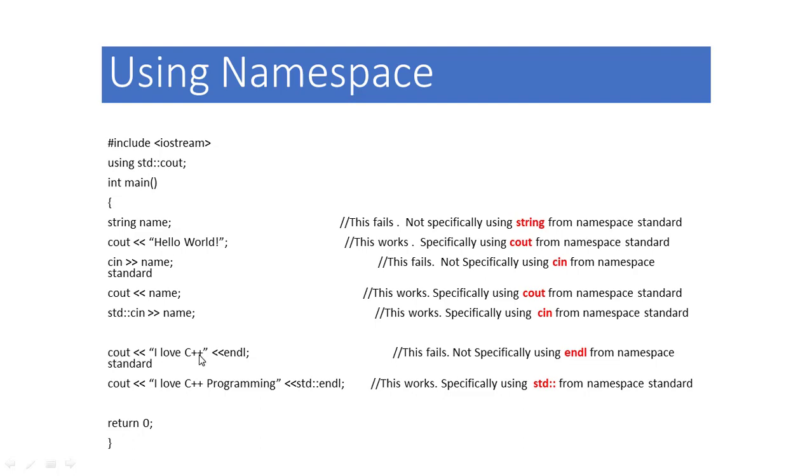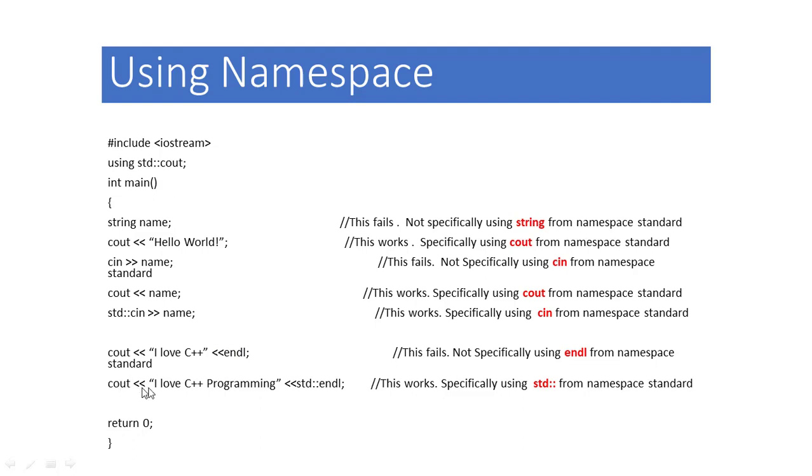Cout, I love C++, endline. This will fail. The reason for that is obvious. It is not specifically using endline from namespace standard, but it is specifically using cout, which we declared here. It is not using the endline object from the standard namespace. That is why it will fail.